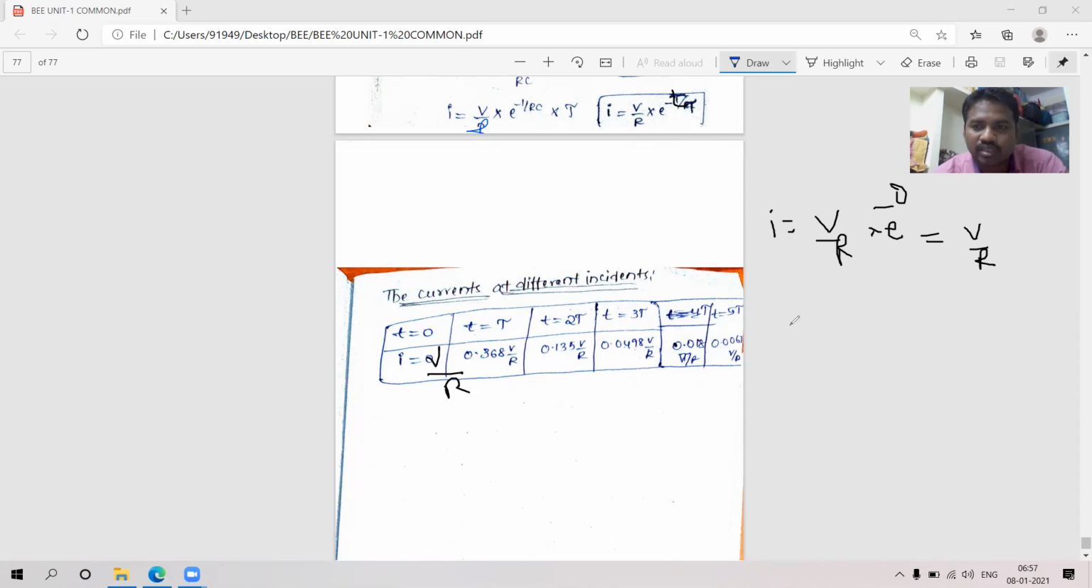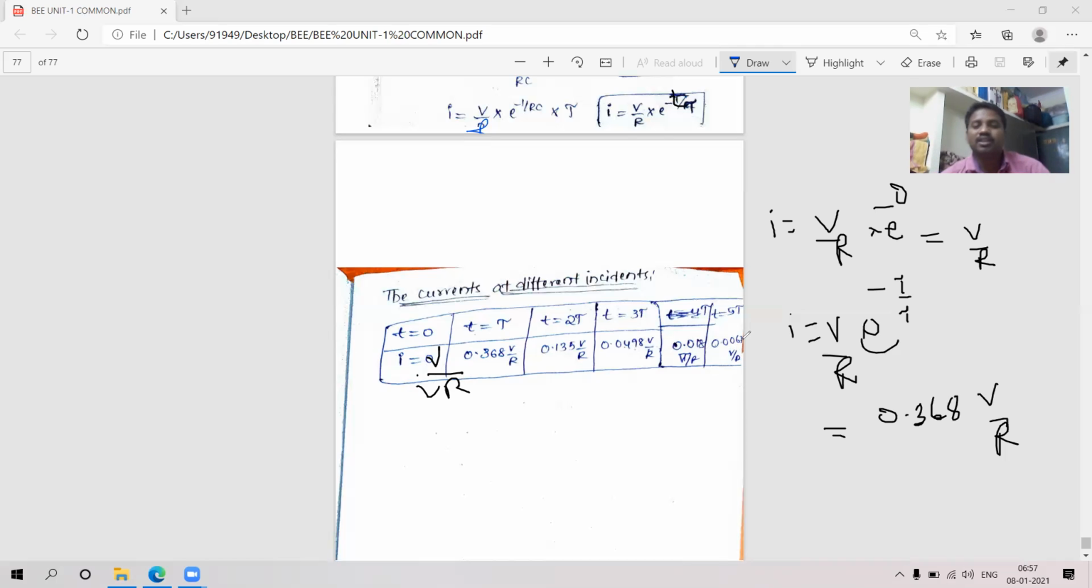Now when t equal to tau, it is V by R e power of minus tau by tau, that is e power of minus 1. E power of minus 1 value is approximately 0.368 into V by R. When t equal to 2 tau, the value is approaching 0.135. This is the maximum value we have, V by R, and slowly the value keeps on decreasing: 1, 0.368, 0.135, 0.0498, 0.018, 0.00106 of V by R.